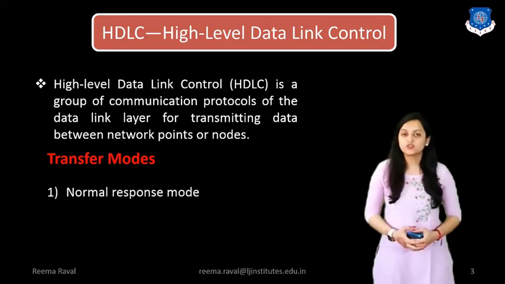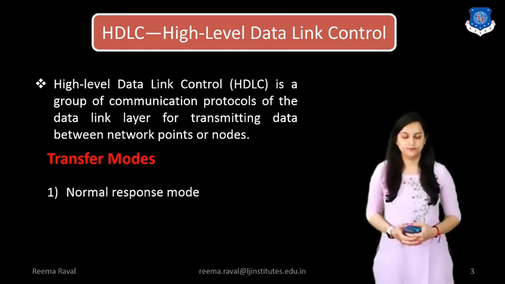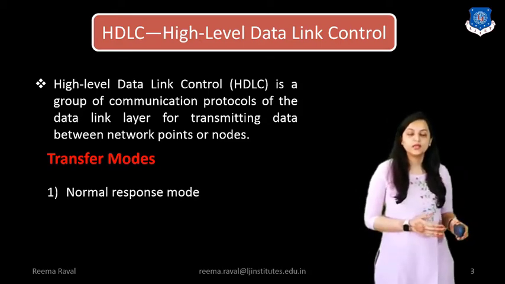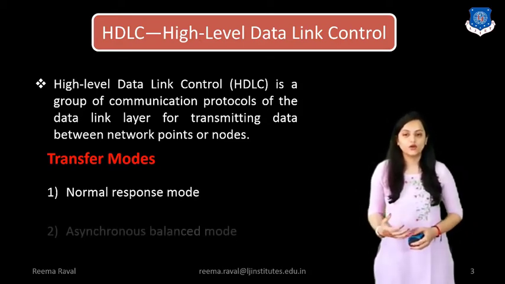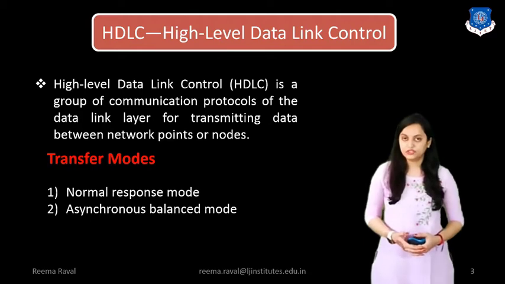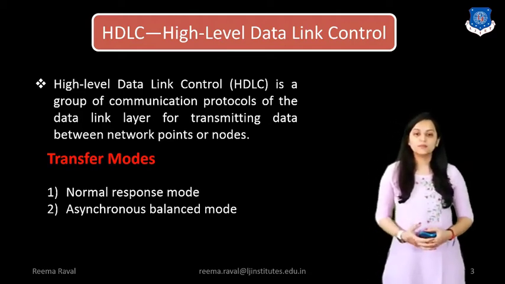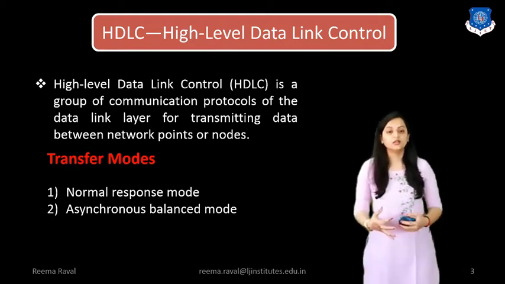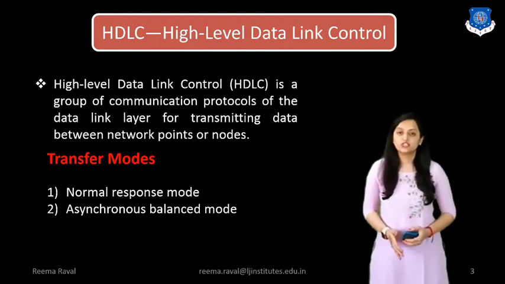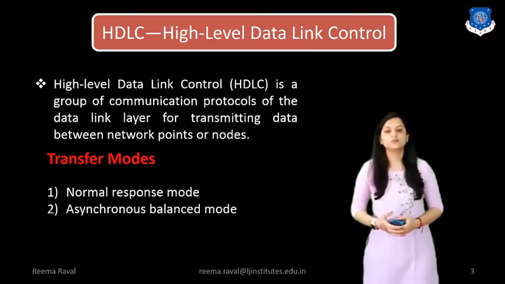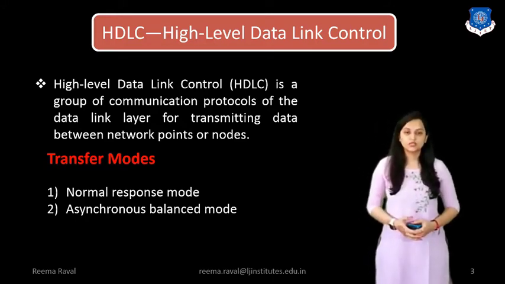Now in HDLC there are different transfer modes. The first transfer mode is called NRM, that is Normal Response Mode. And the second one is called ABM, which is Asynchronous Balanced Mode. So these are the two basic modes of operation or transfer modes in HDLC for data transmission. Let us understand these modes in detail.